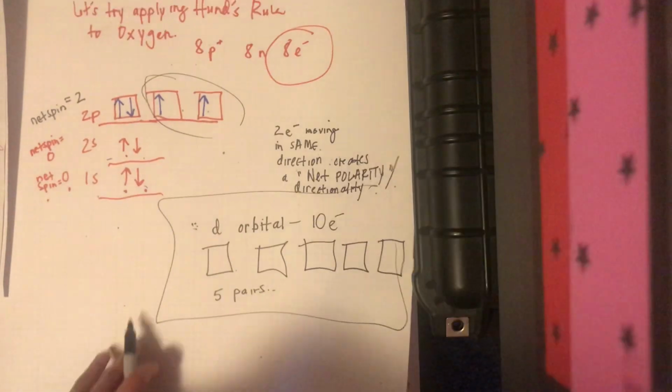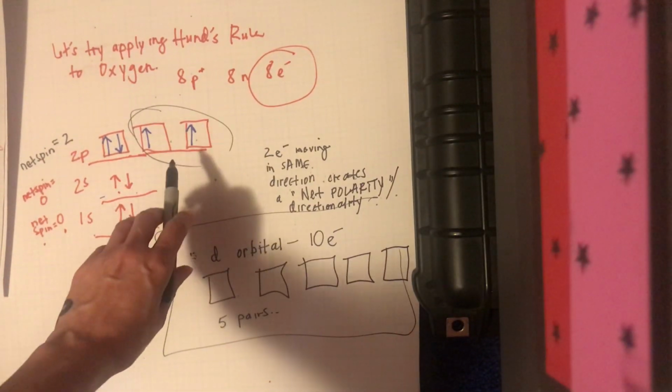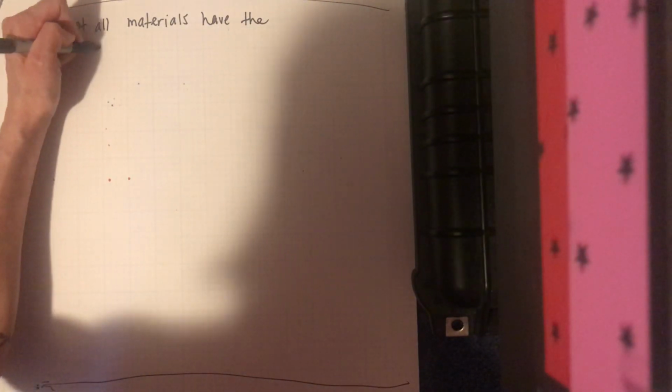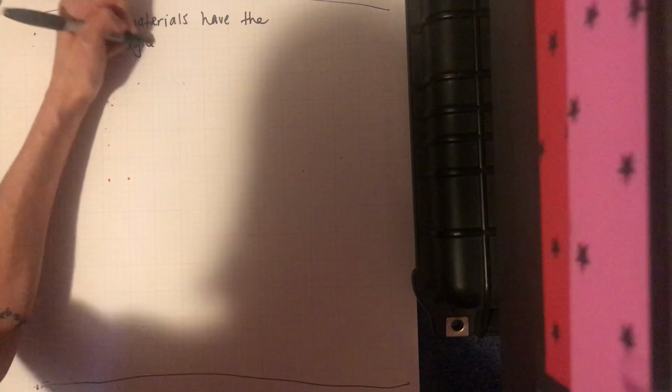So in the previous video, we were saying that the presence of unpaired electrons in an atom is what gives something its magnetic properties. But we know that not all materials have the same amount of magnetism inherently. So let's talk about some different kinds of magnetic materials.